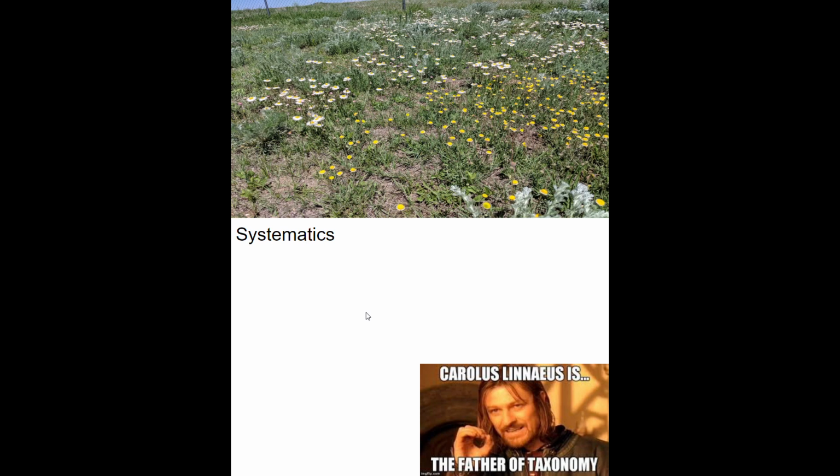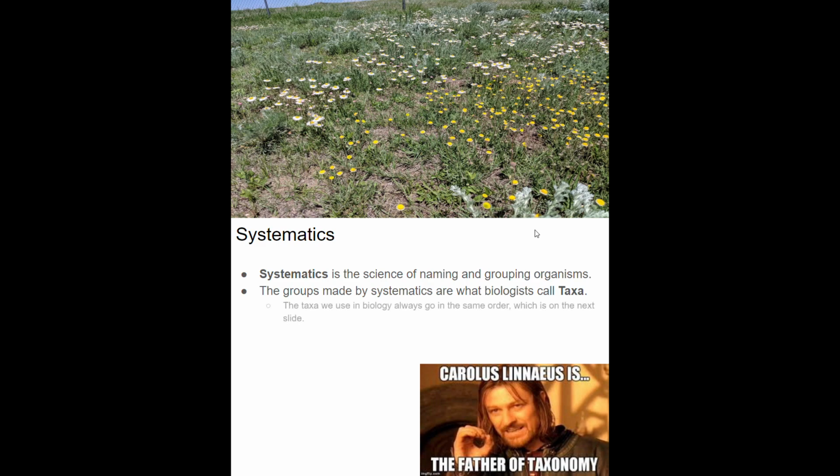Systematics is our next topic. Systematics is just the science of naming and grouping organisms, the science behind naming and getting all this done. The groups made by systematics are what are called taxa. So a genus as a group, several genera are taxa, right? Phyla is a taxa, right? The taxa we use in biology always go in the same order, which is on the next slide.